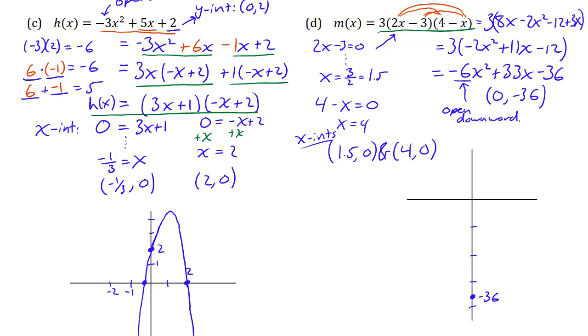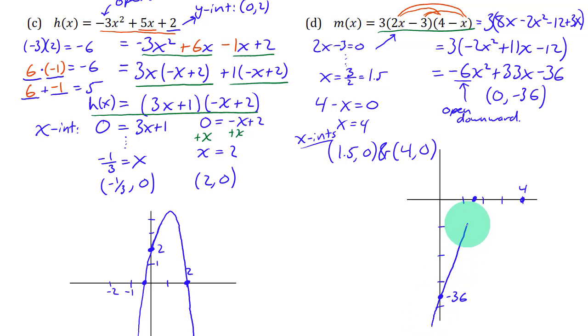All right, and then we have 1.5 and 4 are the x-coordinates of the x-intercepts. So that's 4 right there, and then 1.5 is right here. So the graph should end up looking something like that.